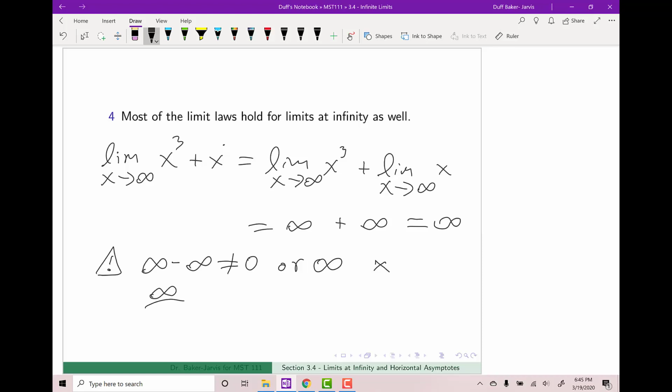Or if you end up dividing infinities, this is also another dangerous one. If you end up dividing infinities, this is also undefined. So in both cases, they're technically undefined. You can't tell just from this process.